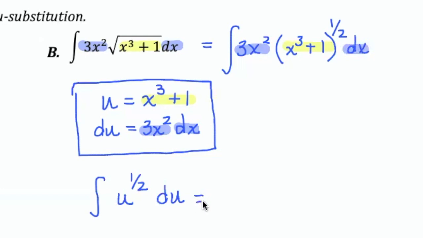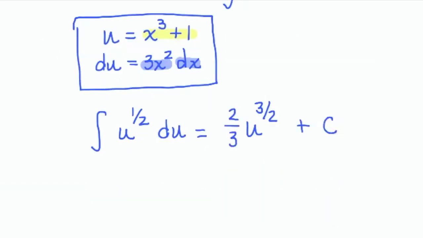Now I find the antiderivative. I add 1 to my exponent. And remember, instead of dividing by 3/2, we put the reciprocal in front. And then we put a plus c. Now that the integration step is done, I'm going to just substitute my original u function back to give me a function in terms of x's.